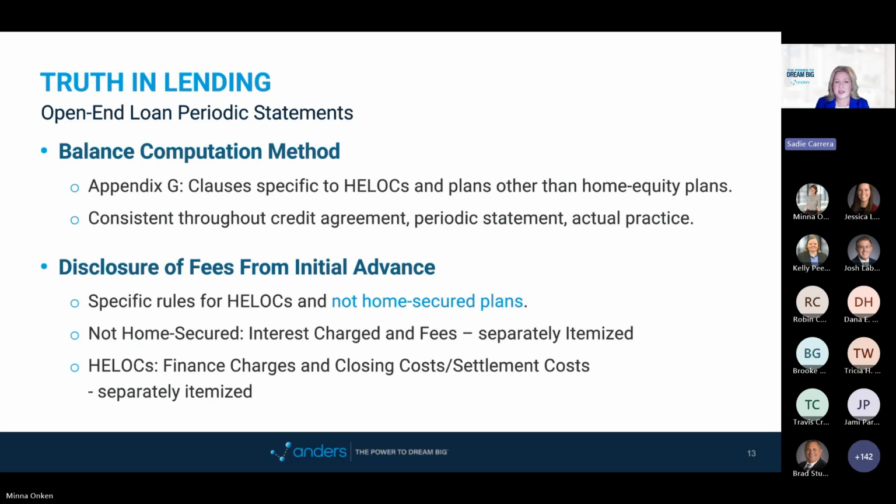plans. Now, the FDIC specified that the violations for the open-end periodic statements actually pertain to Section 1026.7(b), which is specific to not home secured plans. However, I felt it was kind of important if we just give you the variations of both. So I'm going to start with not home secured plans.